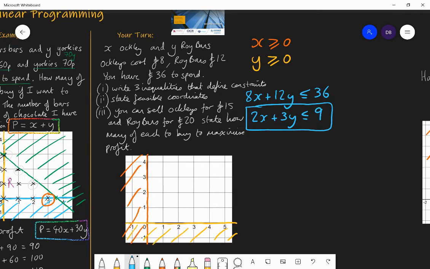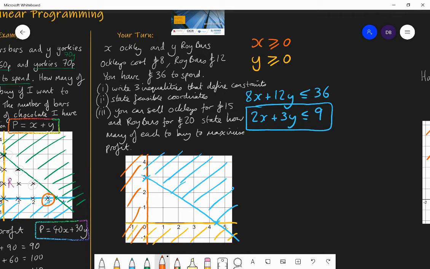Make them zeros and then see where they go. So if x is 0, 3y would have to be 9, so y is 3, so we got a point there. If y is 0, 2x has to be 9, so x has to be 4.5. So we've got that straight line approximately like that. And we want it to be less than or equal to 9, so we don't want values on that side of the line. And all the lines are solid.